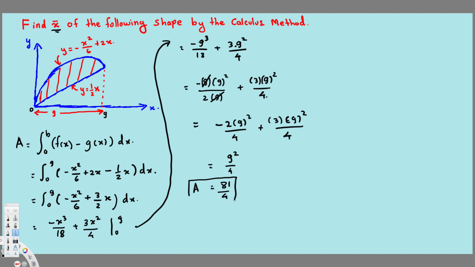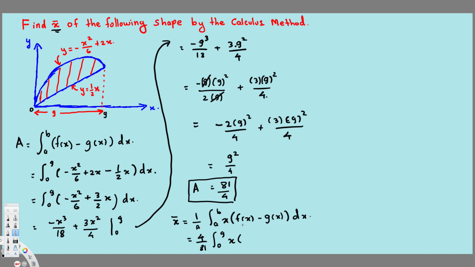Now we are going to use this to find the x bar. That's the main question, right? To find the x bar, we have to use a different equation. That is 1 over A times the integral from a to b of x times f of x, the top function, minus g of x, the bottom function, dx. So 1 over A is simply the flip of this value right here, that's going to be 4 over 81. And it's going from 0 to 9.